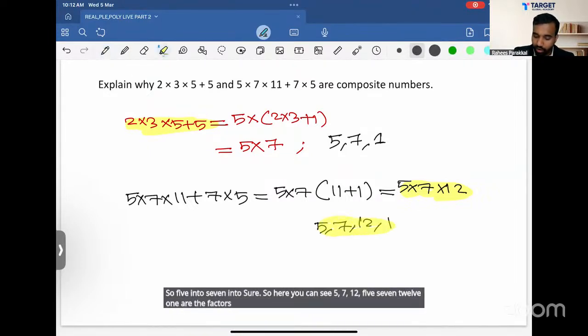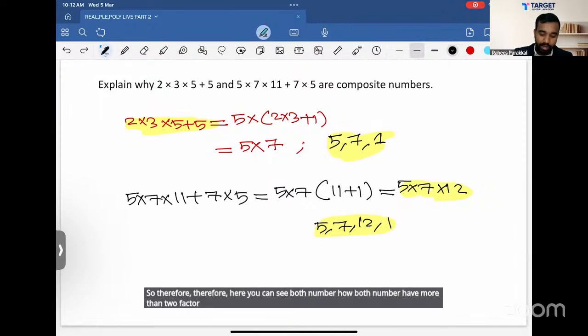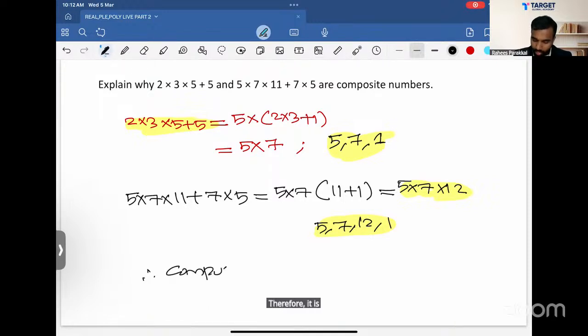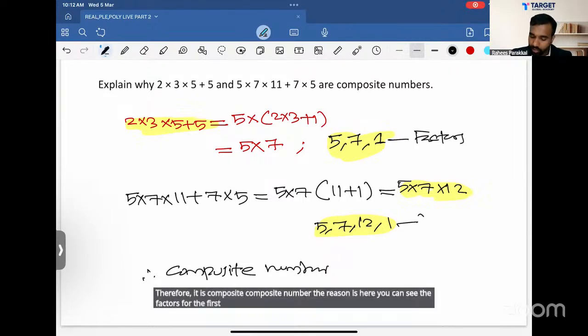So what is the meaning of composite number? More than 2 factors, it is called a composite number. If it has exactly 2 factors, it is called a prime number. Therefore, here you can see both numbers have more than 2 factors. Therefore, they are composite numbers. The reason is, for the first one, 3 factors are there, and for the second, 4 factors are there. Therefore, both are composite.